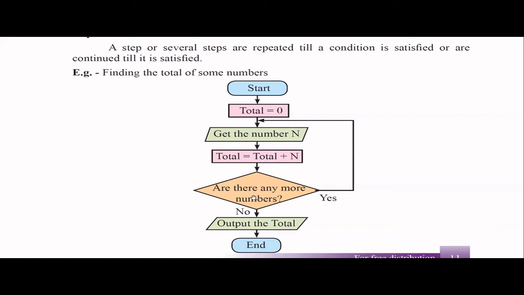Are there any more numbers? No. All 5 are done. No means this branch. Output the total. Your total is 20. Then you end the process. So can you see these 2 steps were done repetitively based on the condition? You check whether there are any more numbers, and you do the same again and again. Okay, so that is the repetition.